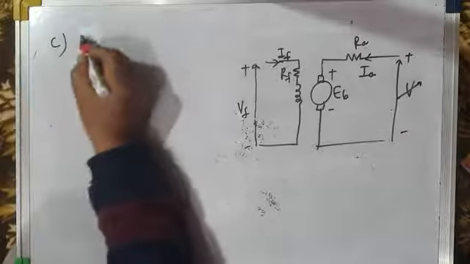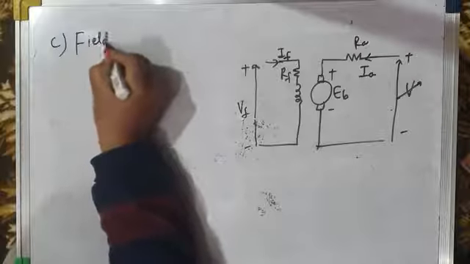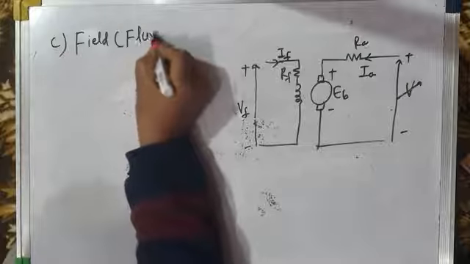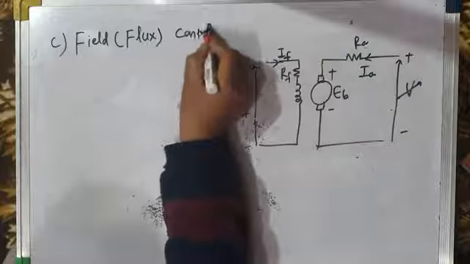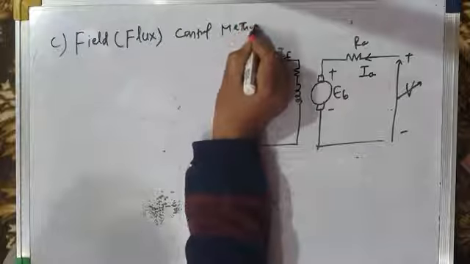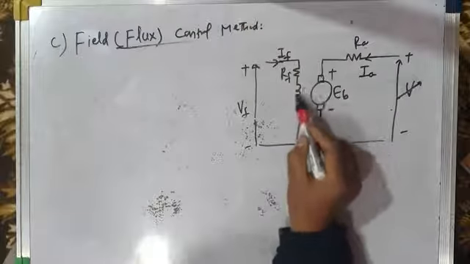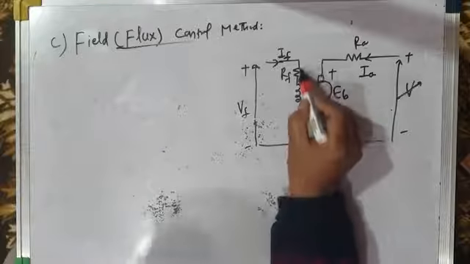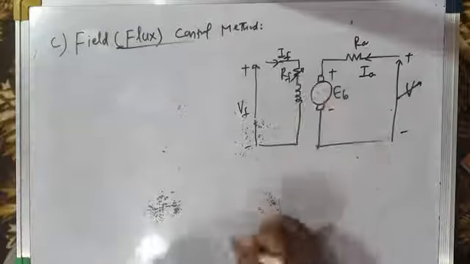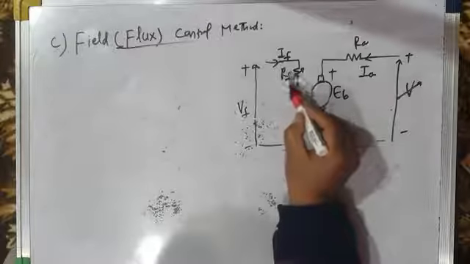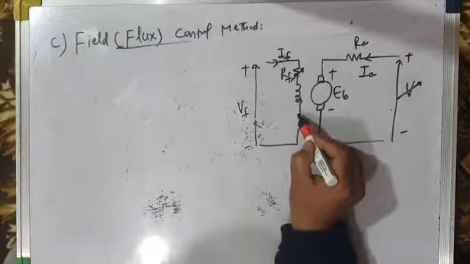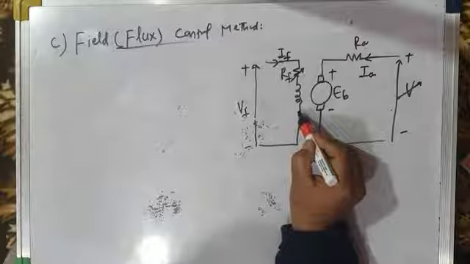For example, in electric traction, sometimes you may require speed above base speed. How to achieve speed above base speed? For that purpose, we have a third method of speed control, which is called the field control method or flux control method. What do we do in the flux control method? We change the field flux of the DC motor by putting a variable resistance in series with the field circuit. By changing this field resistance, you can change the field current and hence the field flux.